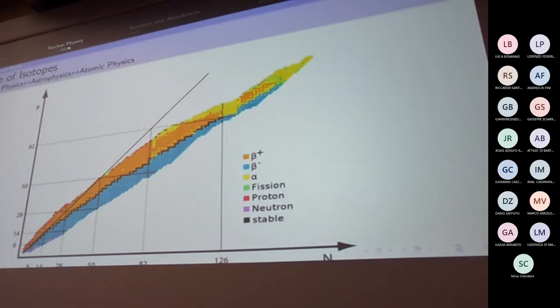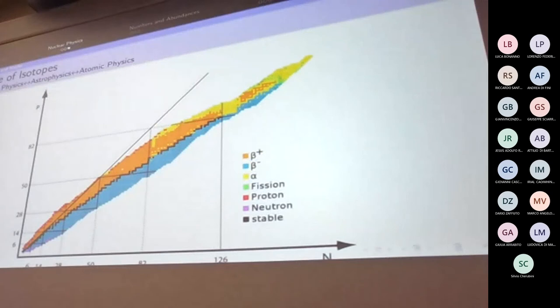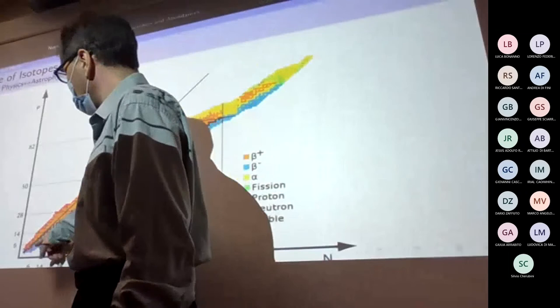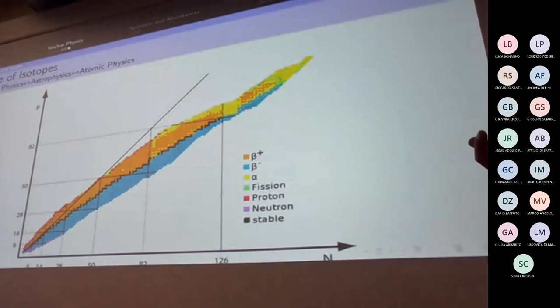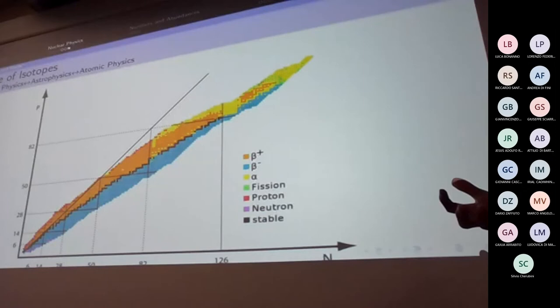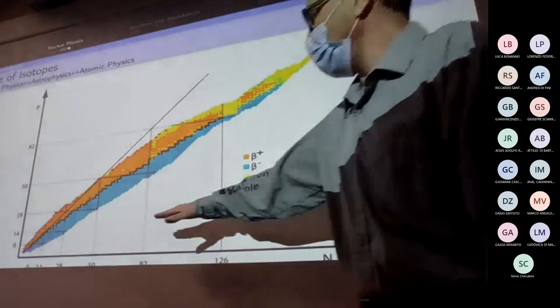So you ask two questions. First of all, what is this? These are just dotted lines here. So there's one at 6, 14, 28, 50, 82. I'm going to tell you what they're called, and you're going to laugh. Those are called magic numbers. We'll talk about why they're magical. We have a magician here. If you can figure out how to do this trick, you will win a Nobel Prize.